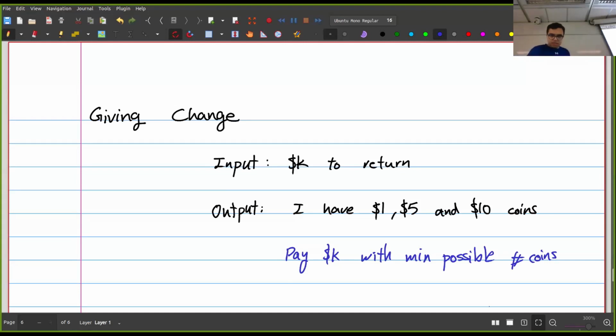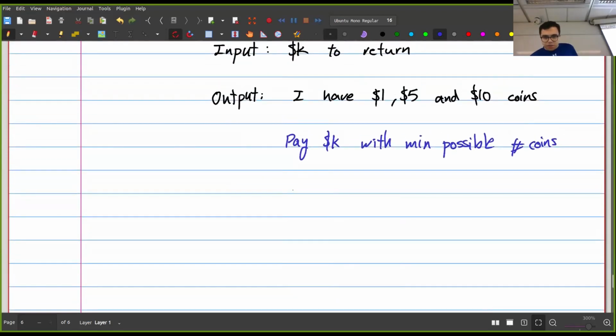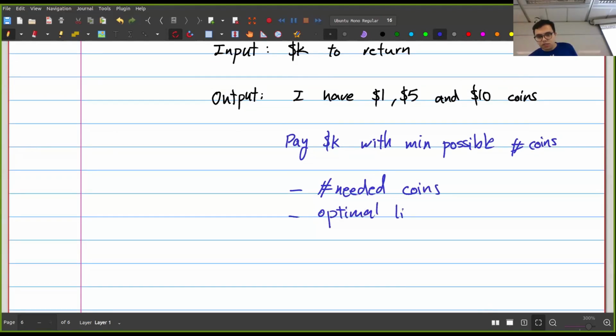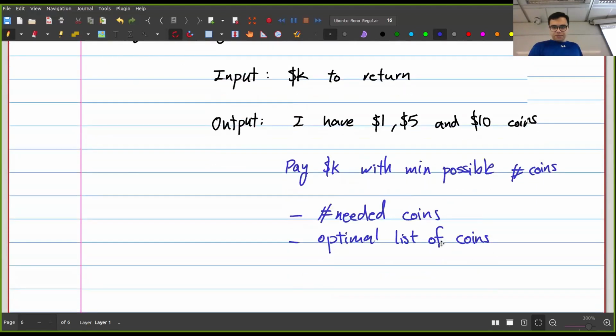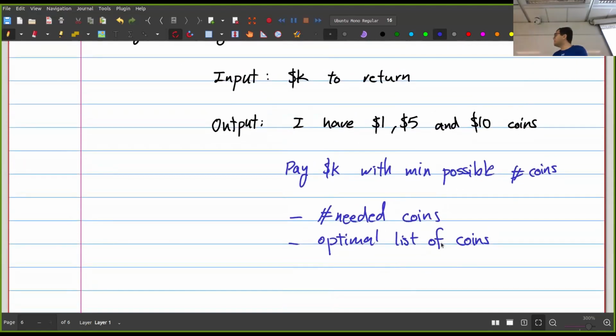Now, you can decide. So my output can just be the number of needed coins, or it can just be an optimal list of coins. And by optimal, I mean, of course, as short as possible. Let's do the second one, because if I'm doing the second one, then you can just take the length of the answer and just say that's the number of needed coins. Okay. So what's the first greedy algorithm that comes to your mind here?